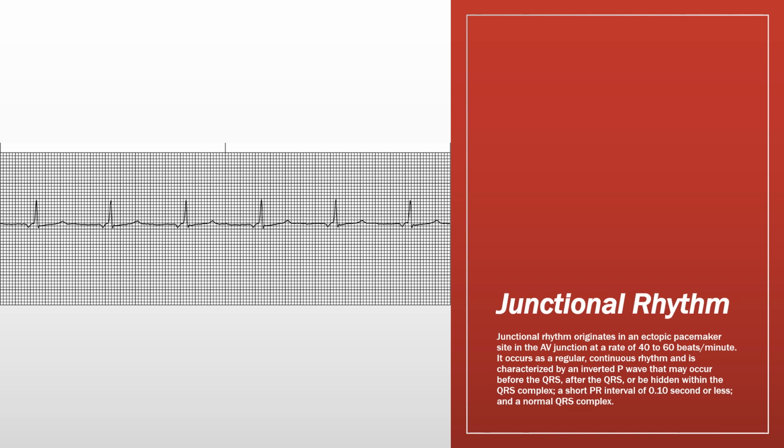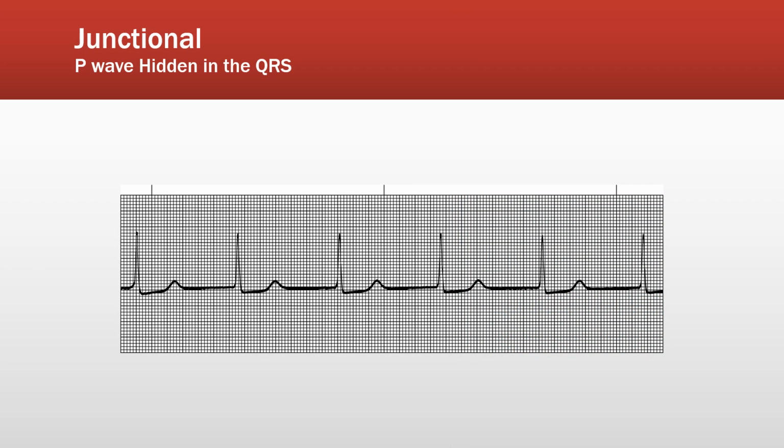So this, again, is not very common. Sometimes you might see it after somebody's had a heart attack, but we really don't have to treat this. So we just want to remember the junctional is an inverted P wave before, after, or hidden in the QRS, and our rate is 40 to 60 beats per minute. So here's just showing you another one where the P wave is hidden in the QRS, and the QRS has a normal duration.